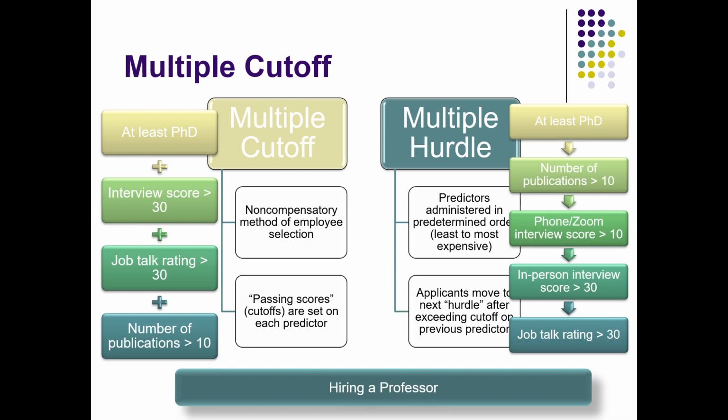So the multiple cutoff, all those decisions are made, like everybody experiences all of those criteria. The multiple hurdle, you only experience the next hurdle if you've passed the previous one. So you can kind of imagine that the multiple hurdle is a really common strategy when there is time and investment that's going to happen with the different levels.